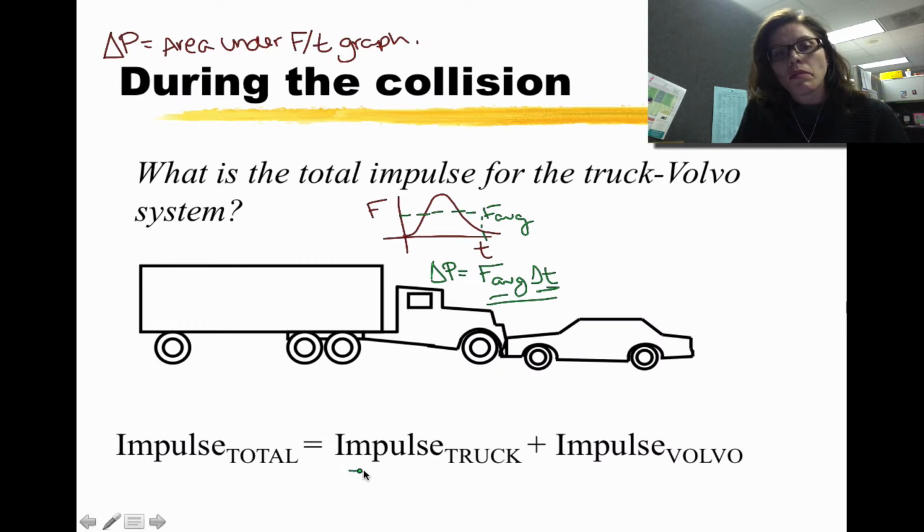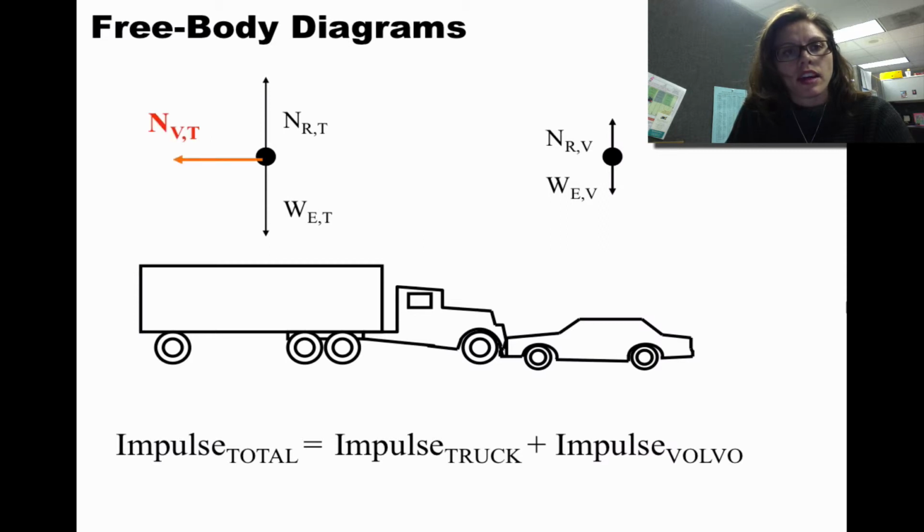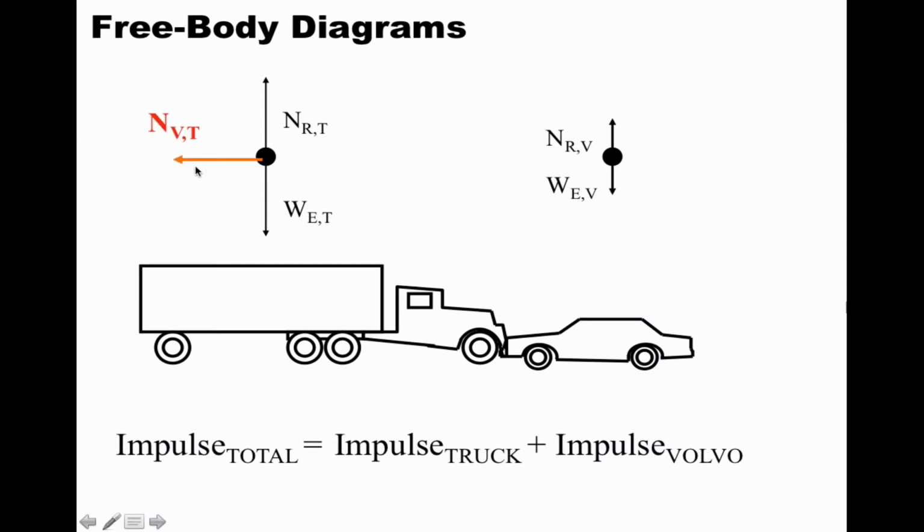This is just what we did in our tutorial last class. We used it with blocks C and D and A and M, but it's the same idea. Okay, so if we draw a free body diagram of the truck and a free body diagram of the Volvo, you have the weight and the normal. And you have the Volvo pushing the truck this way, right here. And you have the truck pushing the Volvo the other way.